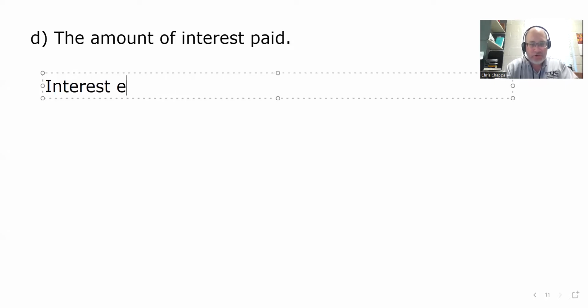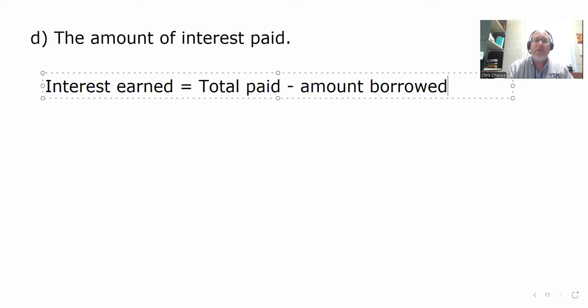Interest earned is the total paid minus the amount borrowed. Now, we can either include the down payment in the amount paid, but we shouldn't, because that down payment was never part of the mortgage. That happened before we borrowed any money. So when I say total paid, that does not include the down payment.